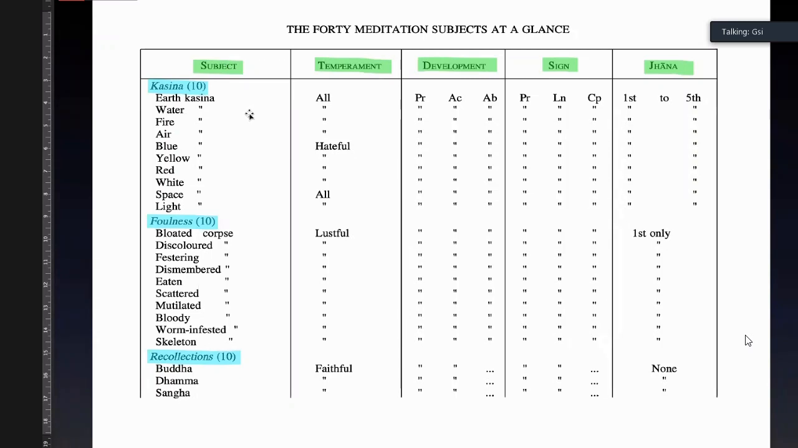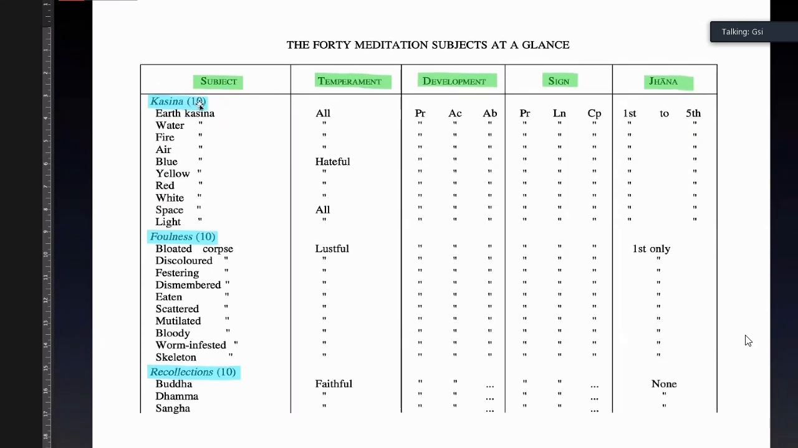Now, the Buddha in the Sutta, in the Tipitaka, recommended 40 meditation subjects for Samatha meditation. In the first one, the Earth Kasina, you already have 10 types of kasina: earth, water, fire, air, blue color, yellow color, red color, white color, space, and light. When you say earth kasina, water kasina, fire kasina, air kasina, what you actually do is use the earth. For example, if it's earth kasina, you use soil.